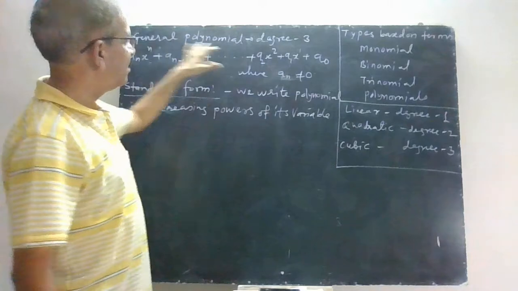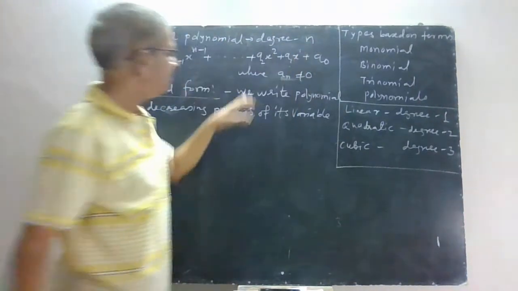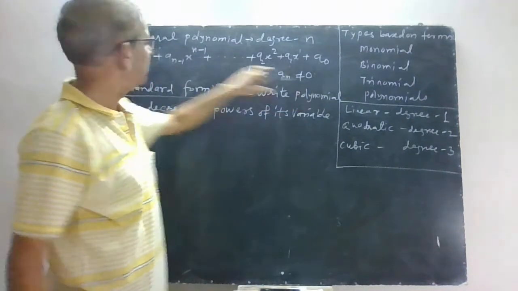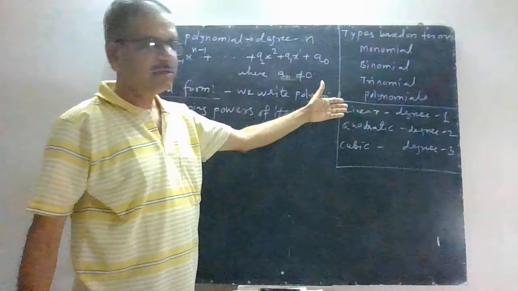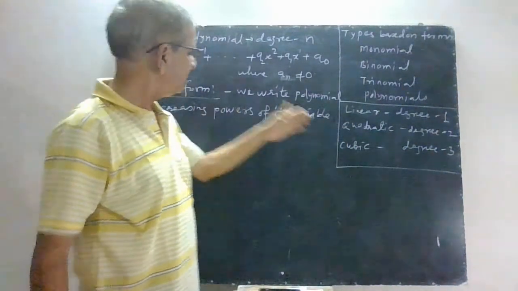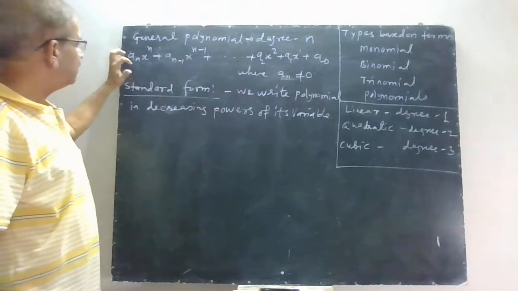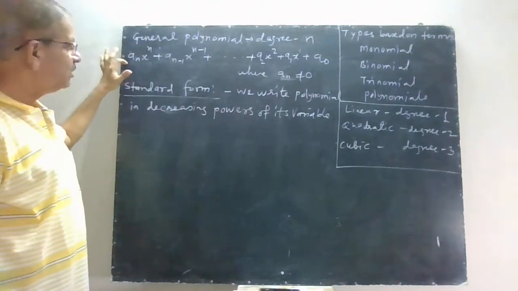So it is a polynomial of degree n, where the only condition is that an is not equal to 0. We have seen that in a linear one, a should not be equal to 0, and in a quadratic one, a should not be equal to 0. In the same way, if it is a polynomial of degree n, its maximum power of x is n and its coefficient should be non-zero.